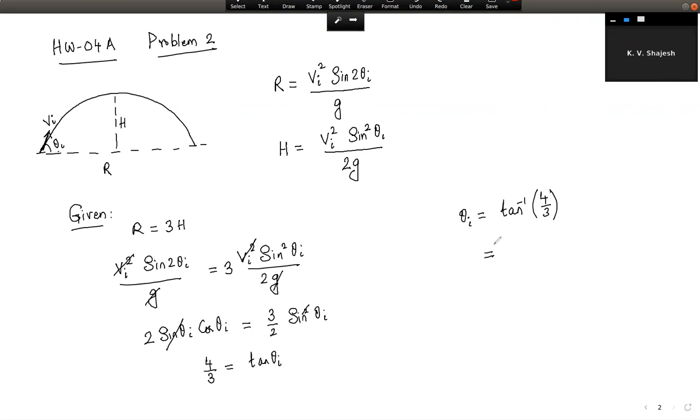And that's equal to, use the calculator. So that's 53.1. Again, the sig digits is not very clear here, because when in the problem I have told you it is 3 times, it is not given whether it is 3.0 or it is 3.00. So that decides the sig digits here. So it's ambiguous there. So let's just report it with 3 sig digits. So it's 53.1 degrees.